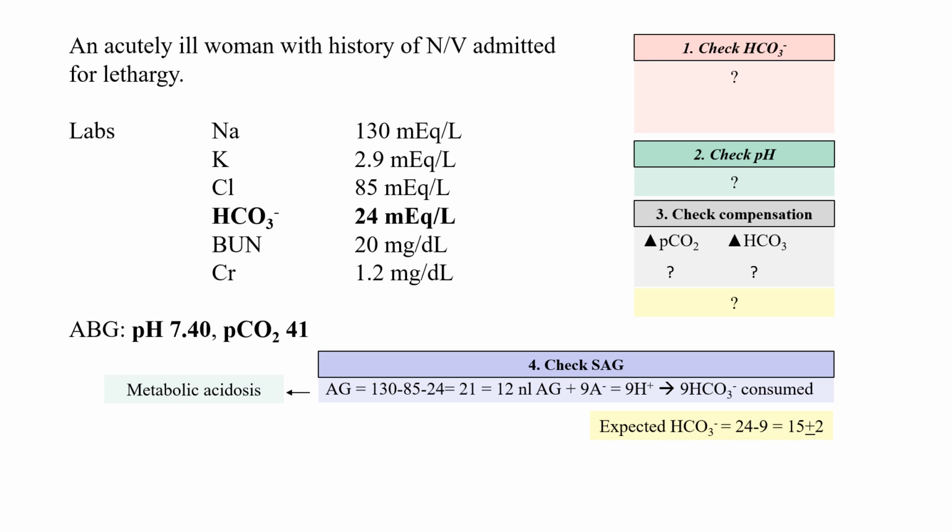Compare the expected bicarbonate to the actual bicarbonate. The actual bicarbonate is 24, which is greater than 15. So we also have a concurrent metabolic alkalosis. Final answer: the patient has concurrent high anion gap metabolic acidosis and metabolic alkalosis. The two opposing disorders normalize the pH and serum bicarbonate.